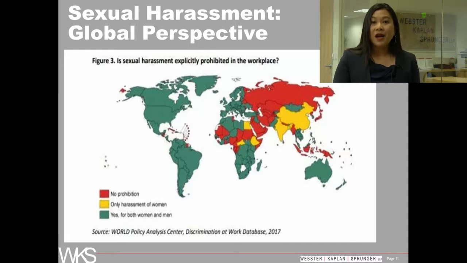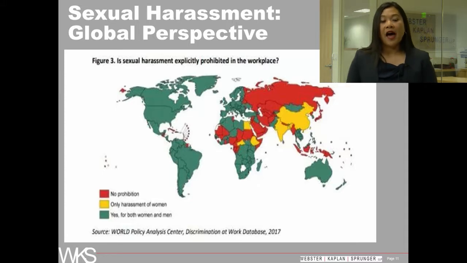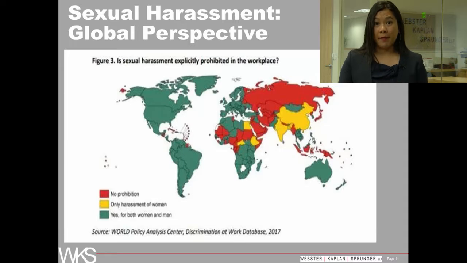So if you work in these countries and you're a man and you're sexually harassed in the workplace, unfortunately, there are no protections for those men. And lastly, the last color-coded group of countries in green, where the United States is, have protections in place for both men and women to prohibit such actions against both of them in the workplace. So this gives you a global perspective as to how sexual harassment is addressed in various countries outside of the United States.